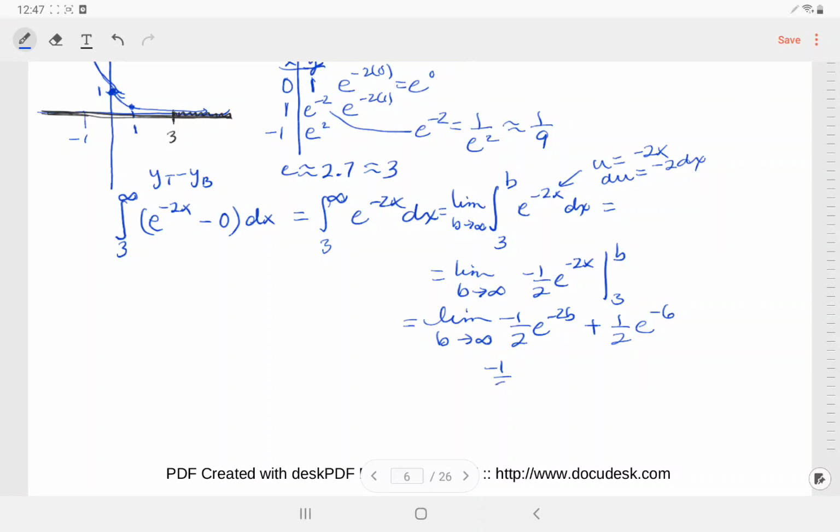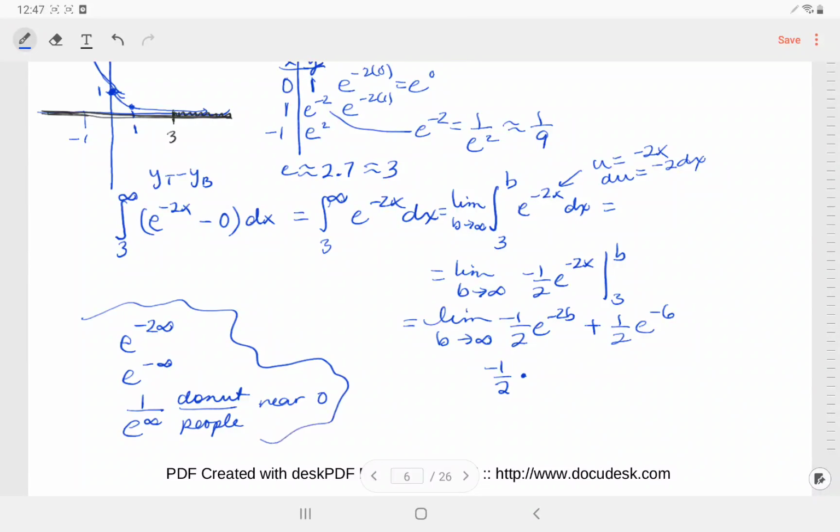Okay, so this is negative 1/2 e to the negative infinity. I'm going to write that over here. E to the negative 2 times infinity, which is e to the negative infinity, which is 1 over e to the infinity, which is 1 over infinity. So this is near 0.